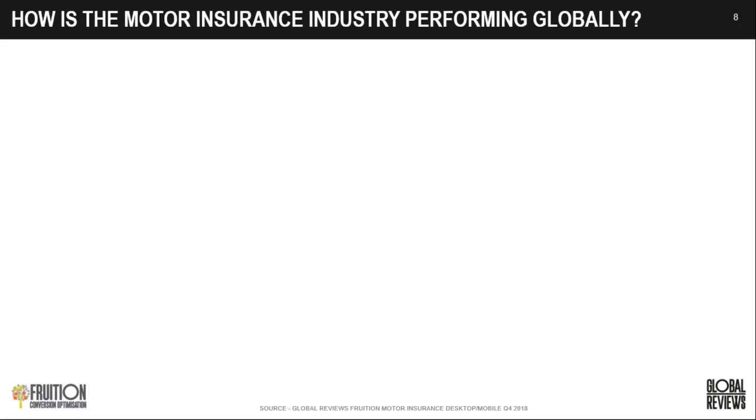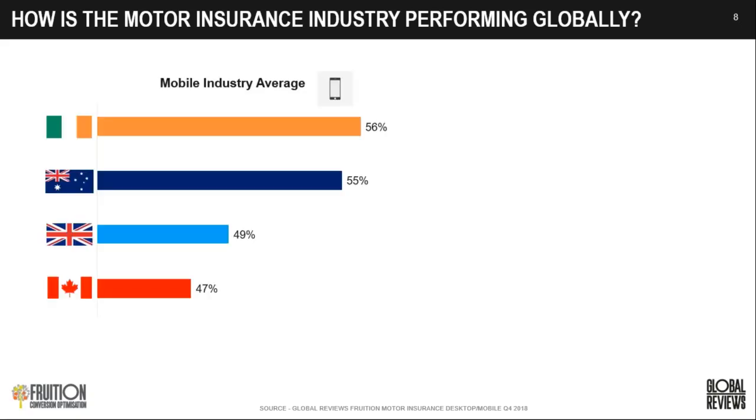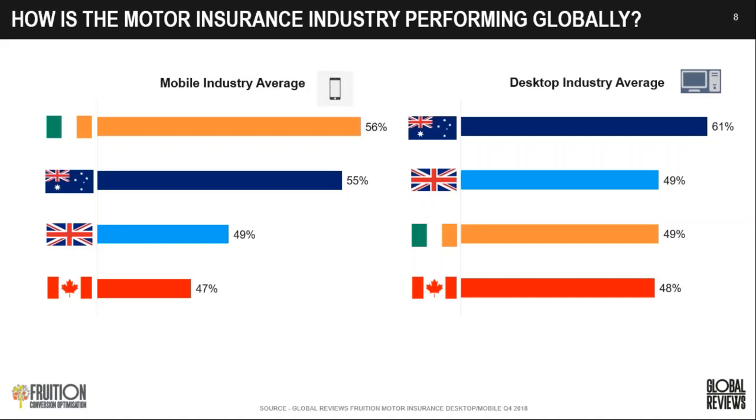What you're about to see now is a graph that compares the Australian motor insurance industry against the motor insurance industries in other countries. What you're seeing on your screen right now is the average performance of motor insurance brands in all these countries on a mobile platform. Here you can see that the Irish brands are a percentage point ahead of the Australian brands. However, the UK and Canadian brands have a lot more to catch up. When we look at a similar analysis on desktop, you can see the Australian brands are leading by a mile when compared to the UK, Irish, or Canadian brands.